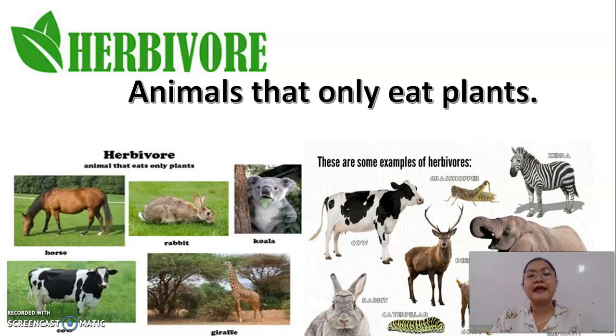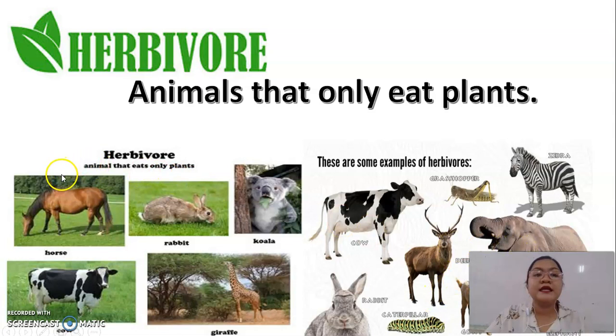Okay, very good. Can you give teacher an animal that only eats plants? Very good. Okay, can you tell teacher the names of the animals on your screen? Okay, so here we have a horse, a rabbit, koala, cow, giraffe, zebra, grasshopper, deer, caterpillar, and elephant.